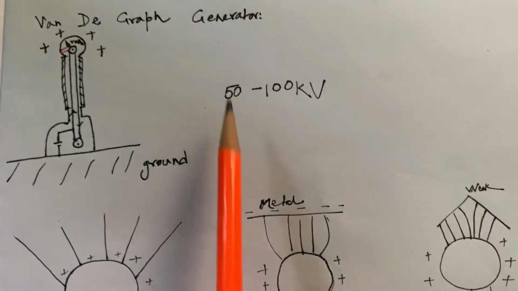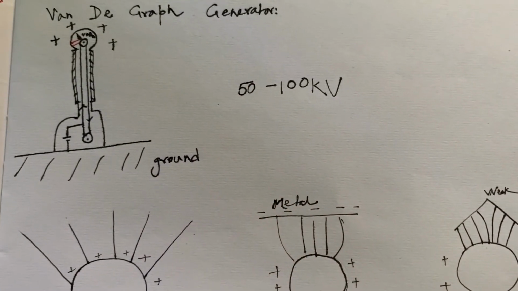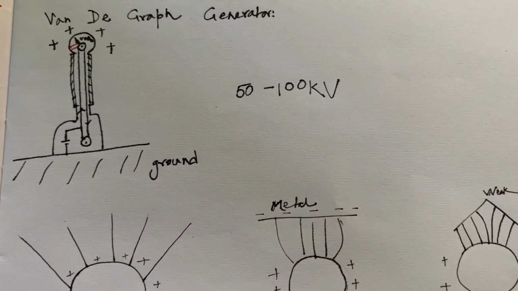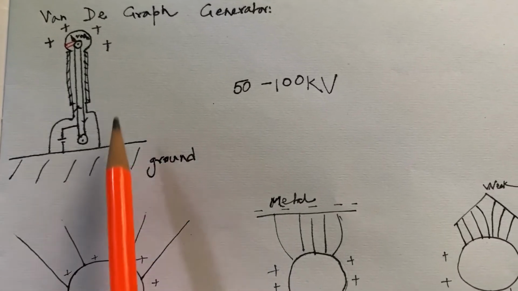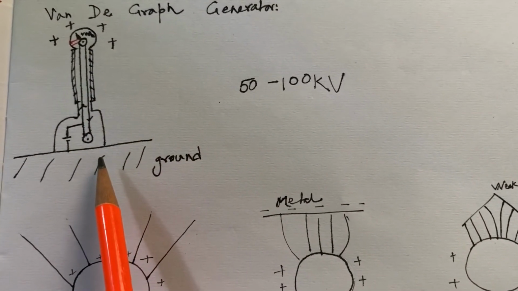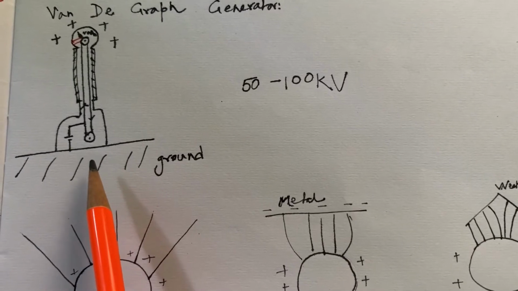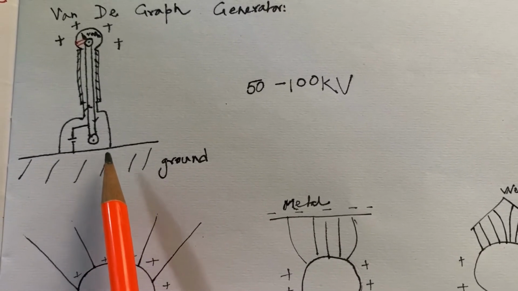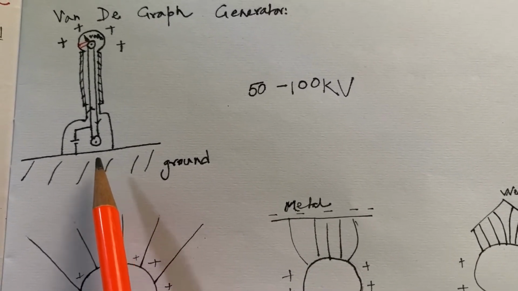Now, what if I have a Van de Graaff type of generator? What will be the field lines? What will be the intensity of the field? Suppose this is a very basic circuit of a Van de Graaff generator. The circuit is a little bit complex, but the idea is very simple.